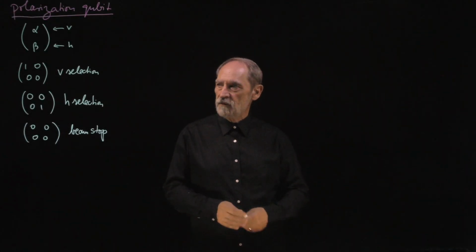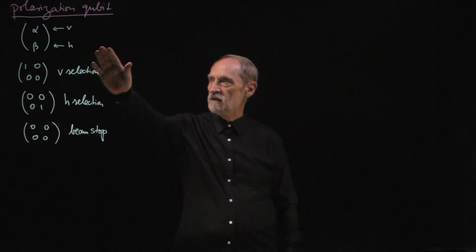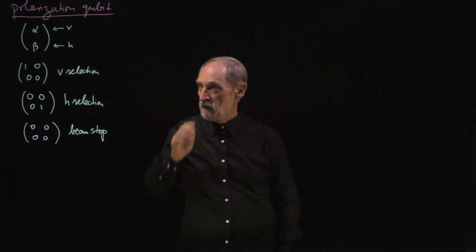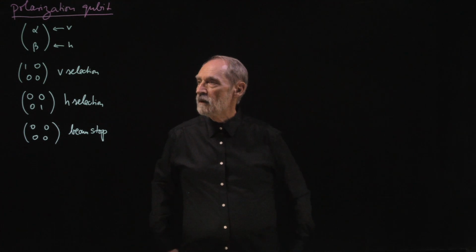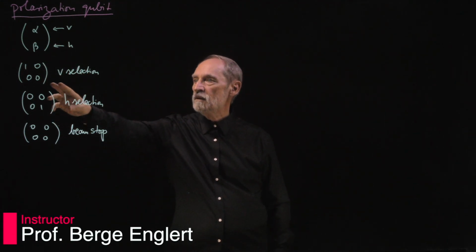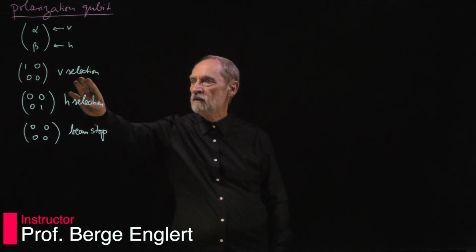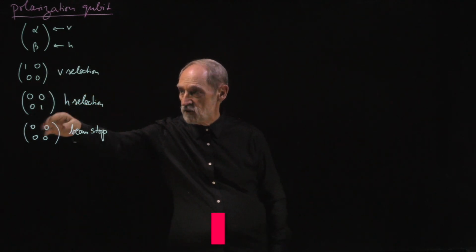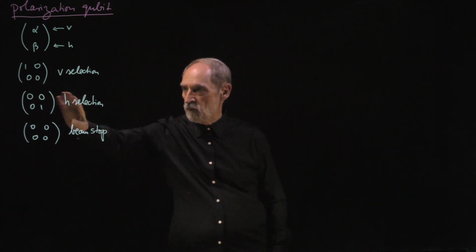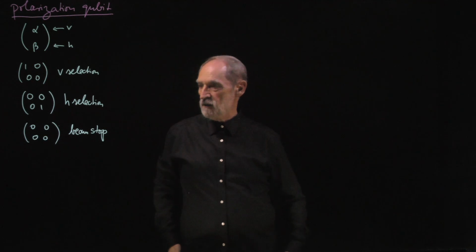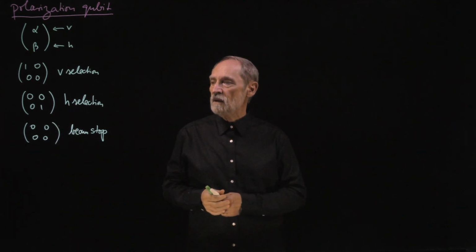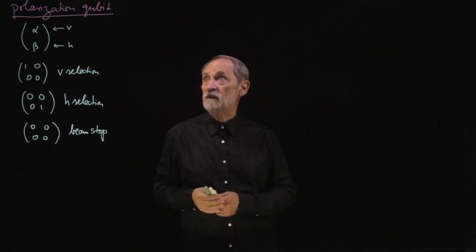All right, so we raised the board, and just as a reminder, we have this two-component column with amplitudes for vertical and horizontal polarization. We have this 2 by 2 matrix that describes a V selection. We have this 2 by 2 matrix that describes the H selection. And if we compose a V selection with an H selection in either order, we get the overall matrix of the beam stop. That just leaves us with nothing.